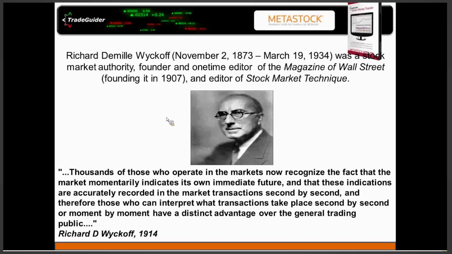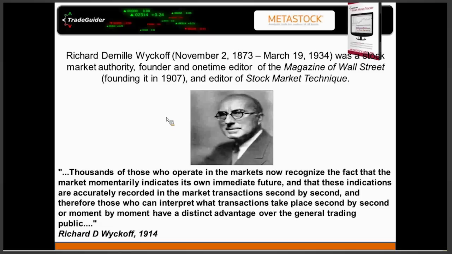Richard Demille Wyckoff was born in 1873 on November the 2nd. He passed on March the 19th, 1934. He was a stock market authority, a founder and one-time editor of the Magazine of Wall Street, and editor of Stock Market Technique.